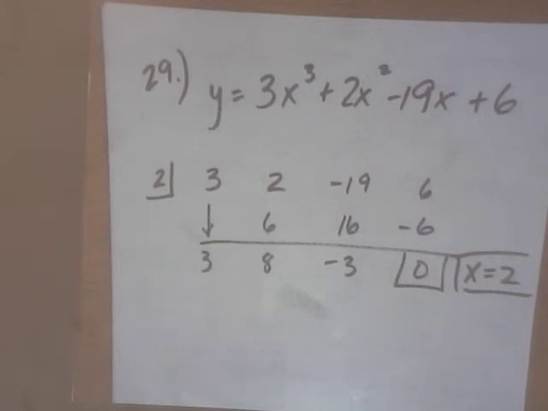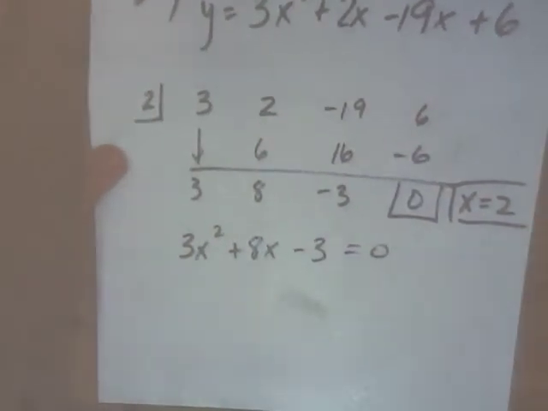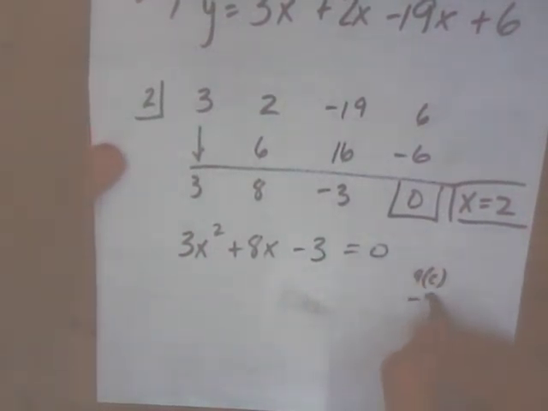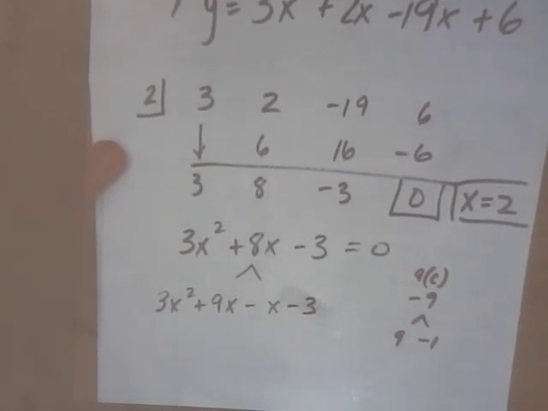We're not done. Now we have 3x squared plus 8x minus 3 equals 0, right? And this is factorable. A times c is negative 9. Two numbers multiply to negative 9 but add up to 8: 9 and negative 1. So split the middle term because my a is not equal to 1. So it'll be 3x squared plus 9x minus x minus 3.